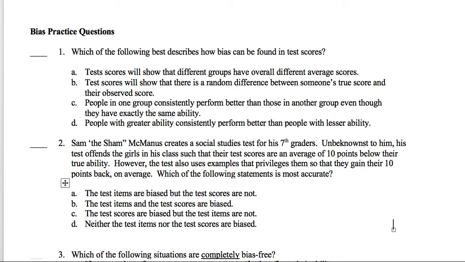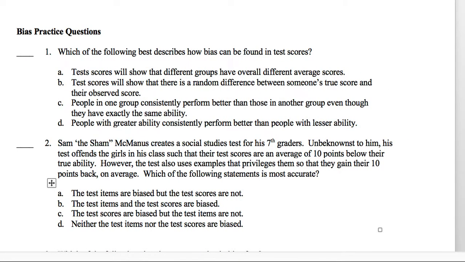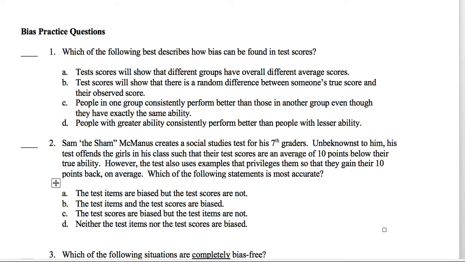D isn't correct because people with greater ability should perform better than people with lesser ability. That's not bias. That's just a good assessment, right? We want people who are better at something to score higher on an assessment than people who aren't as good.